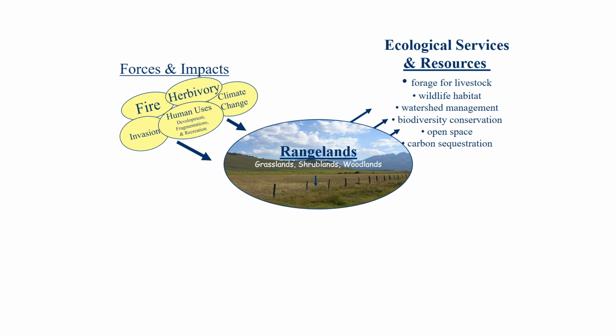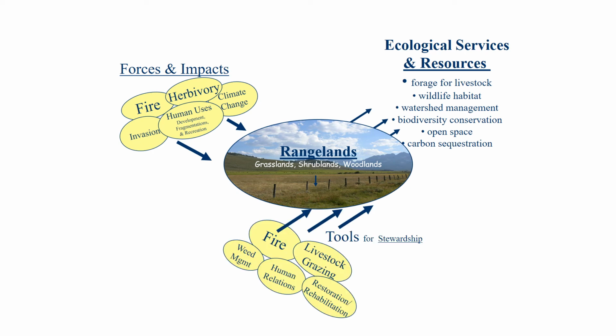We know that there are certain natural forces that change lands, and they change the resources that are variable. So the ecological surfaces and resources that are available from land can be altered by fire, herbivory, invasion, as in invasive plants, climate, and of course human uses. So those are the forces, those are the things that change rangelands and either make them more like the lands that we want or less.